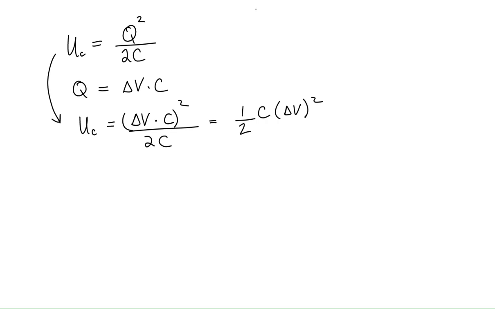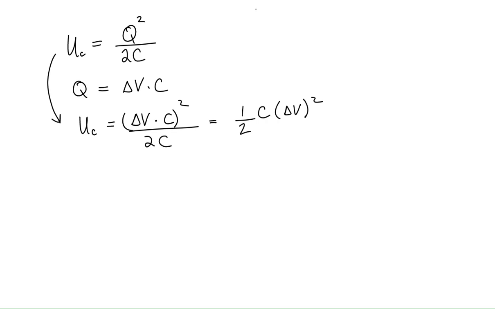So here is our second way of expressing the potential energy of a capacitor. If we know the potential difference across the capacitor, and if we know the capacitance, this gives us our potential energy in terms of those quantities.